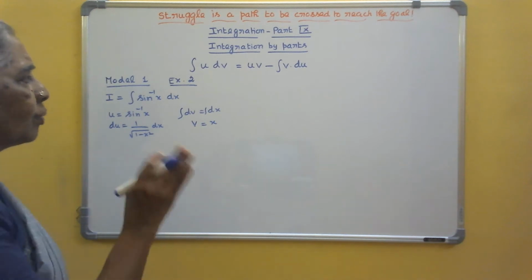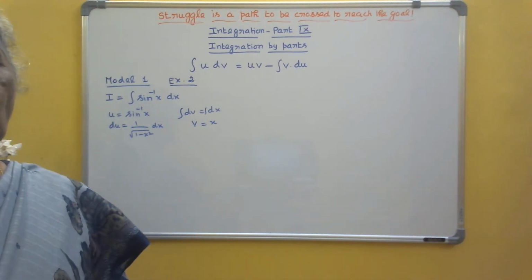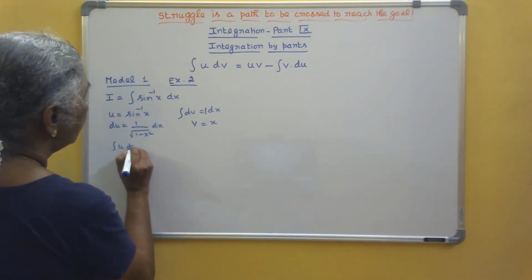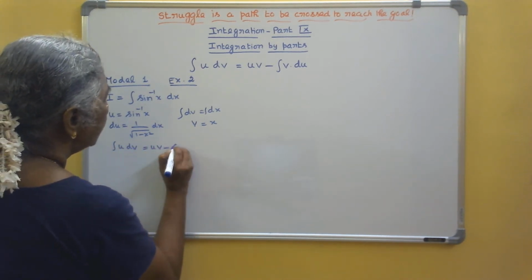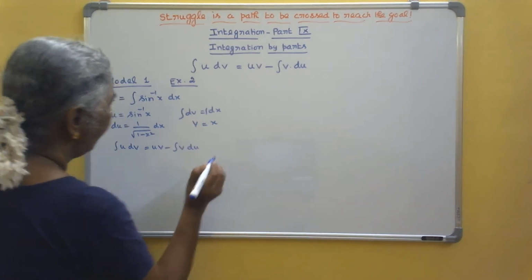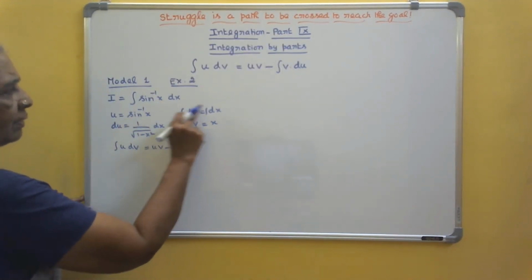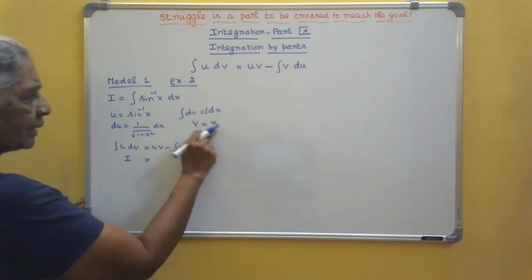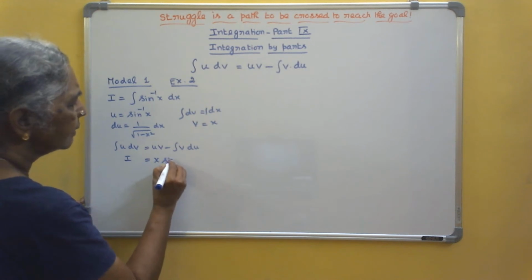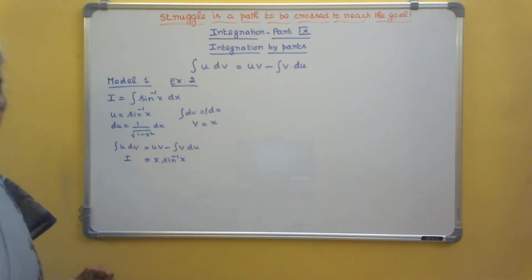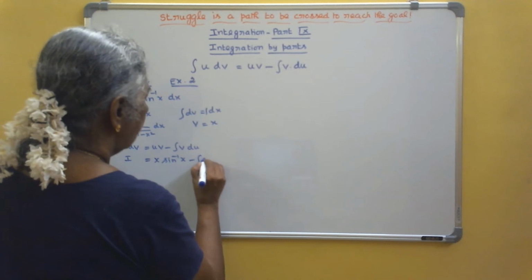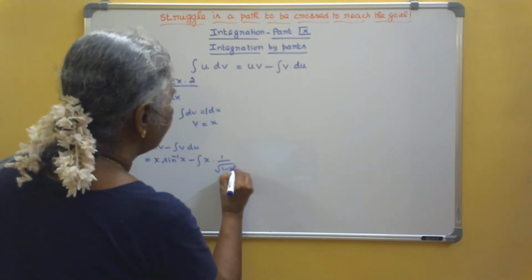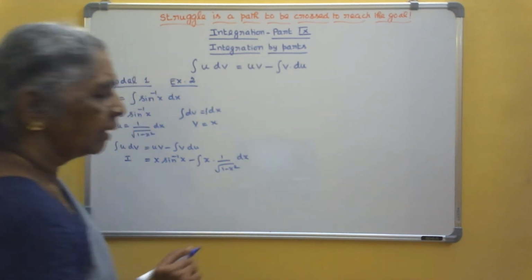Don't think in all the sums you will get dv as dx. In this model, of course, you will get. Now, write the formula. Integral u dv is equal to uv minus integral v du. This is integral sin inverse x dx, so that is I. That is equal to uv, sin inverse x into x. I will write it as x sin inverse x so that it will be clear to you, right? Then minus v is x and du is 1 by root of 1 minus x squared dx.